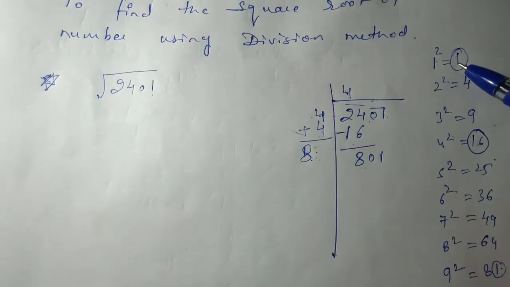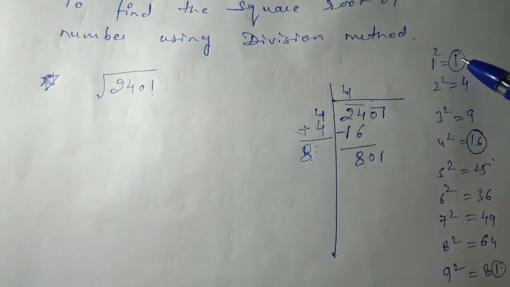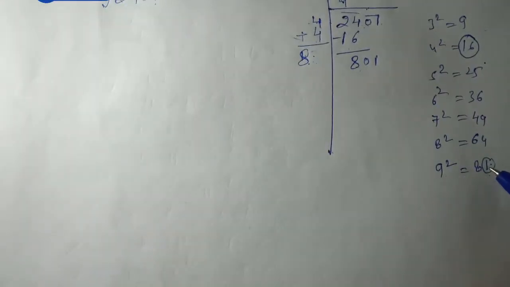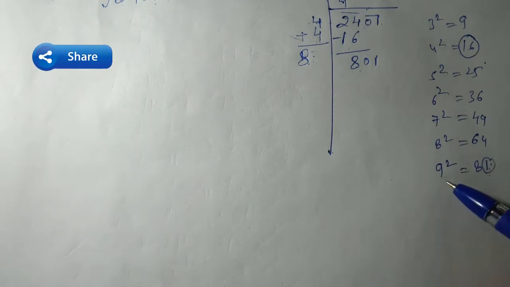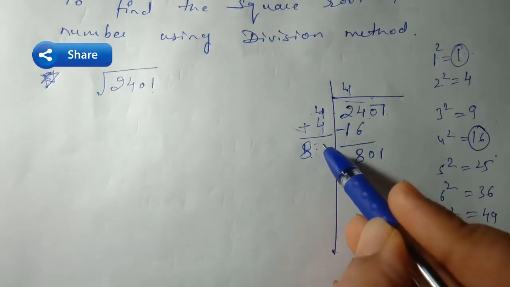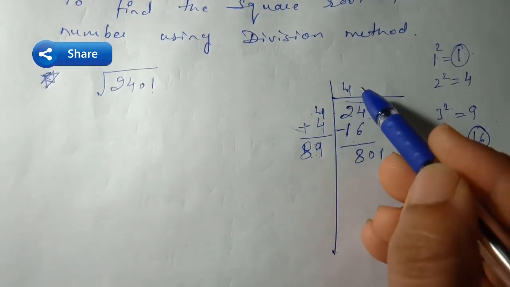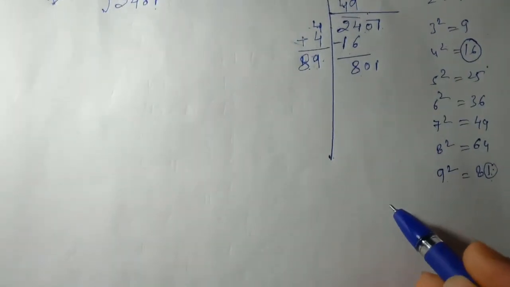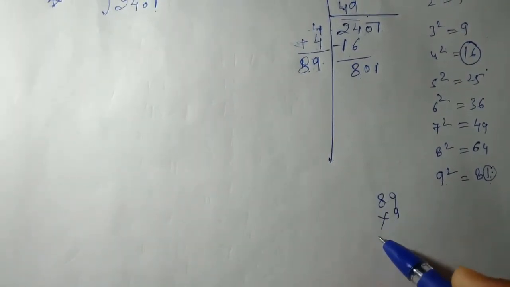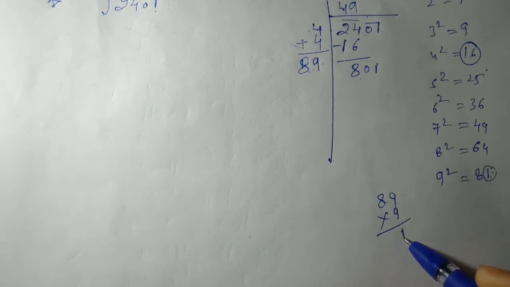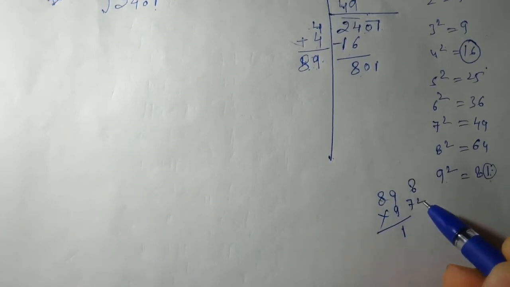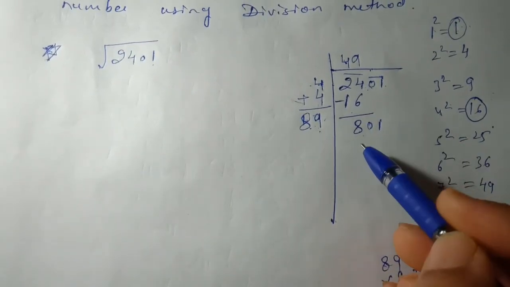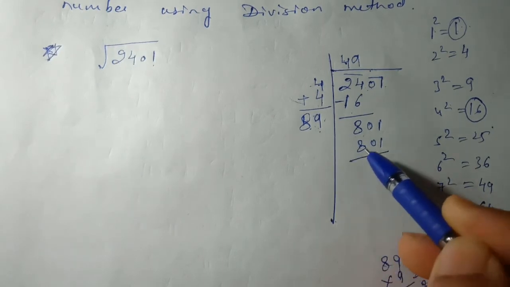1 square is a very small number, so we're going to reject it. We're going to take the higher number, that is 9. So we're going to write 9 over here and 9 over here. Now multiply 89 by 9. In the rough we are multiplying 89 by 9. 9 9s are 81, 1, 8 carry. 9 8s are 72, 72 plus 8 will give 80. So taking 9 we get the required number 801.